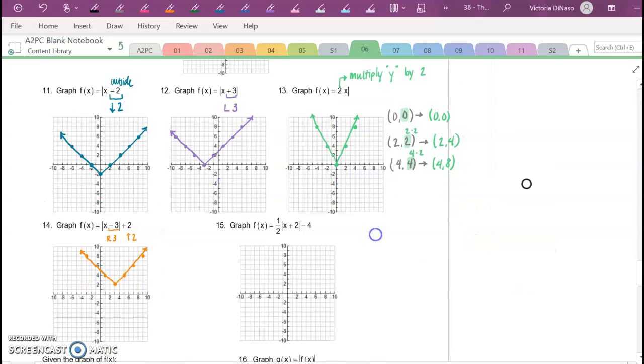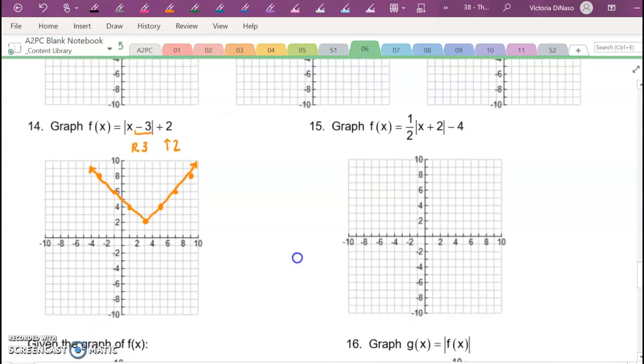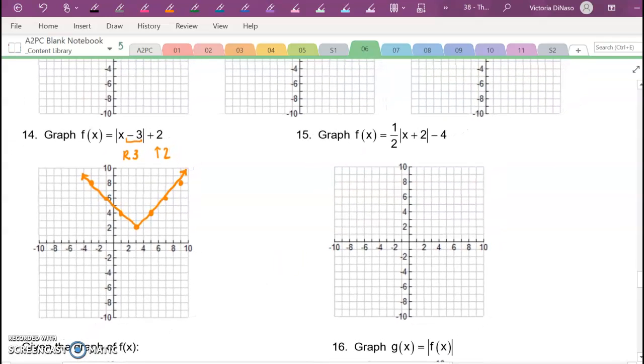So again, there's a lot happening in this next problem. Lots going on here, 3 things. The first thing that's happening is this 1/2 is out in front, which means that we need to multiply y by 1/2. Then we have this plus 2 that's inside and next to the x. So therefore we're going to the left 2, and then we have this minus 4 that's on the outside, so we're going down 4.